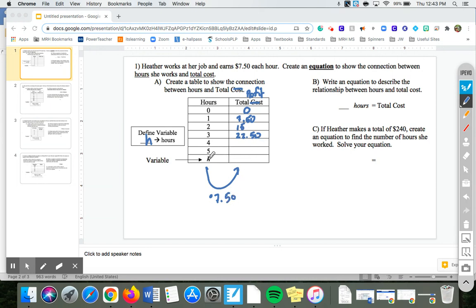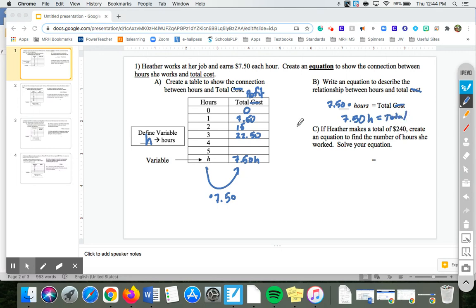So that's what you can do with H. You can say, I'm going to multiply H by $7.50. So $7.50 multiplied by H can be written like this. That's what we're looking for in B: write an equation to describe the relationship between the hours and the total. Again, it should be total made. So I'm going to be saying $7.50 multiplied by the number of hours. Now, how can I show that using variables? You can do 7.5. You don't need the 0 there, but you can have it. Multiplied by H is equal to her total amount made.